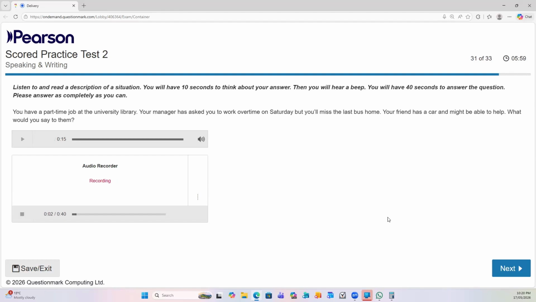Hi, sir. I know you want me to work overtime on Saturday, but unfortunately, working overtime on Saturday would be a bit impossible for me because I'm going to miss the last bus. The last bus is at 11 p.m. and if I miss that, there is no bus till the next morning. But I have a friend who also works part-time in that university library. He has a car, and would you like me to talk to him and find out if he's able to help? If you could please give me that permission, I would be really grateful to you.